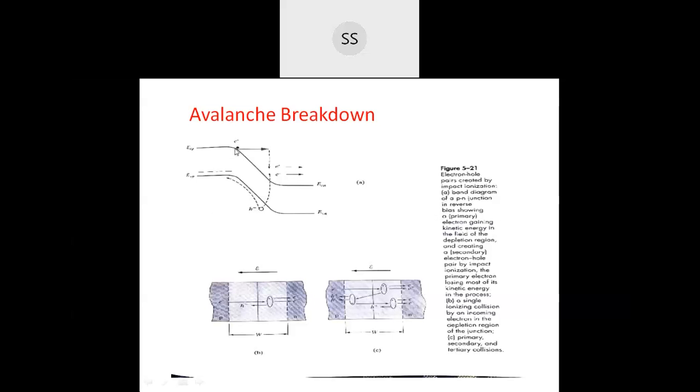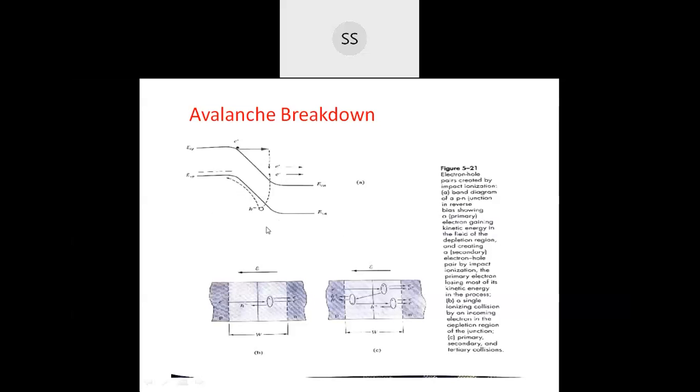One electron in the transition region, due to collision and scattering events, is going to generate new carriers. Once an electron is generated, a corresponding hole is also generated. Figure A represents the band diagram of a PN junction under reverse bias, which shows a primary electron. The primary electron is the one which gains the kinetic energy, and after gaining the kinetic energy in the field of this depletion region, it creates an EHP by the impact ionization process.